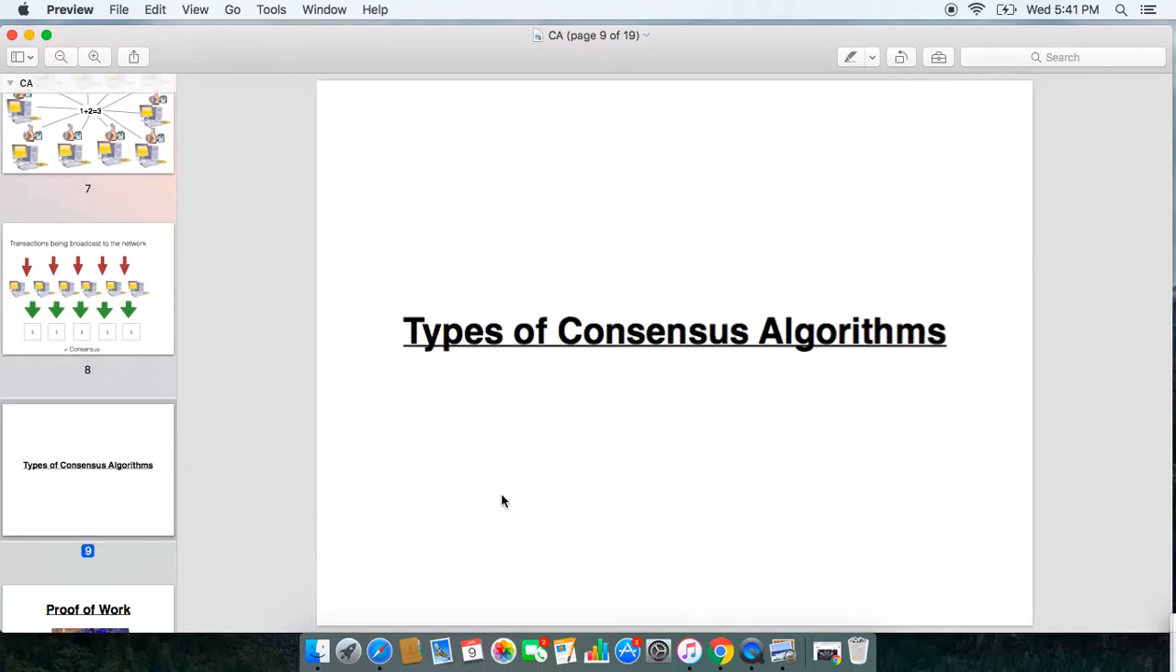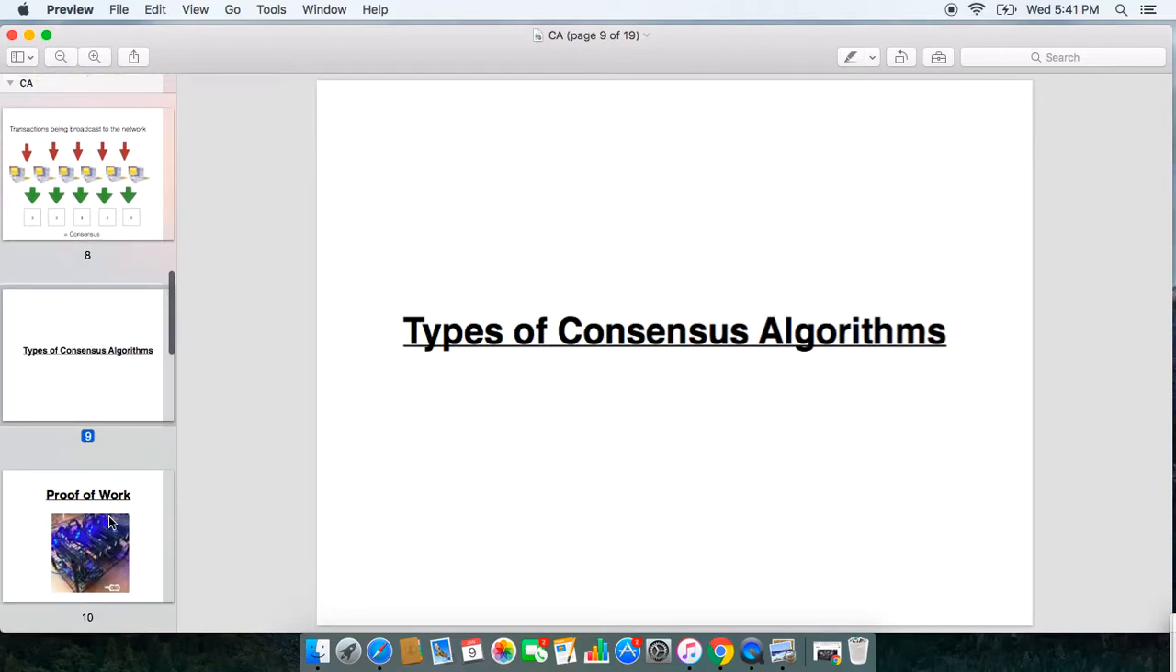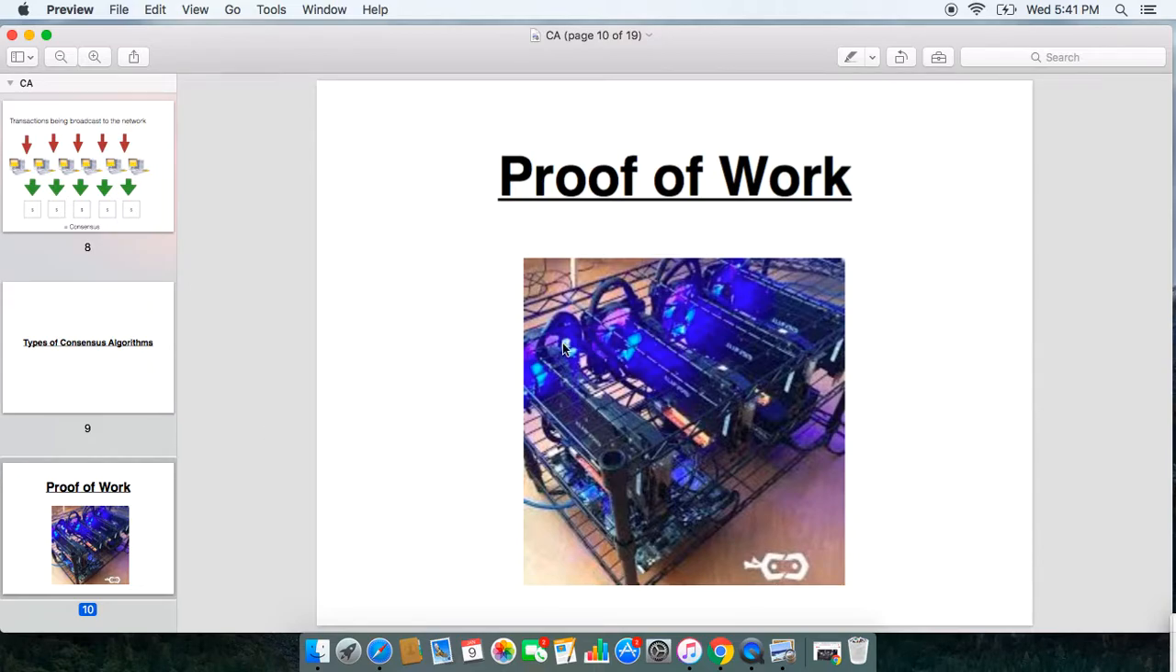So there's a couple different types of consensus algorithms, and more are being developed as we go. I'm not going to get too much into detail, but I'm just going to go over the basic ones. First one really is the one that came out, Bitcoin made it popular. It was the first consensus algorithm. Ethereum is using it now. They're trying to convert over to proof of stake.